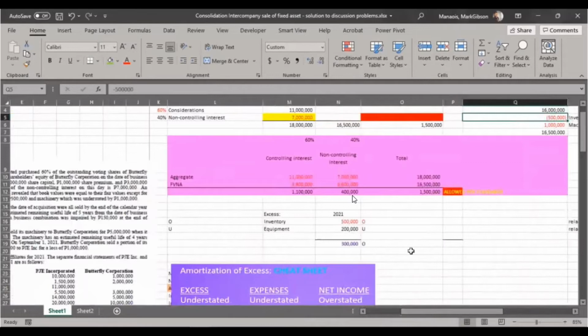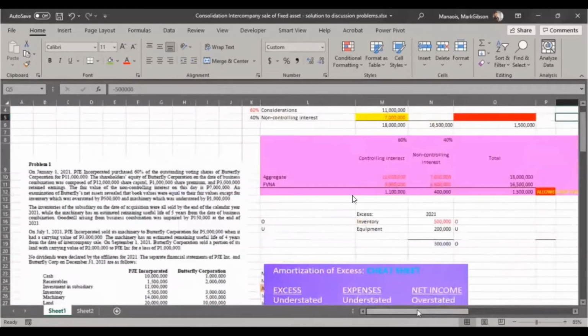This is December 31, 2021. Sabi natin, yung business combination took place in January 1, 2021. No? So, ang assumption is all the inventories will be sold on the current year, no? So kung hindi nasabi, pero dito naman kasi sinabi na, no? So we're all sold by the end of calendar year. So therefore, this 500,000 will go to the cost of goods sold, no? So that's why it's 500,000.